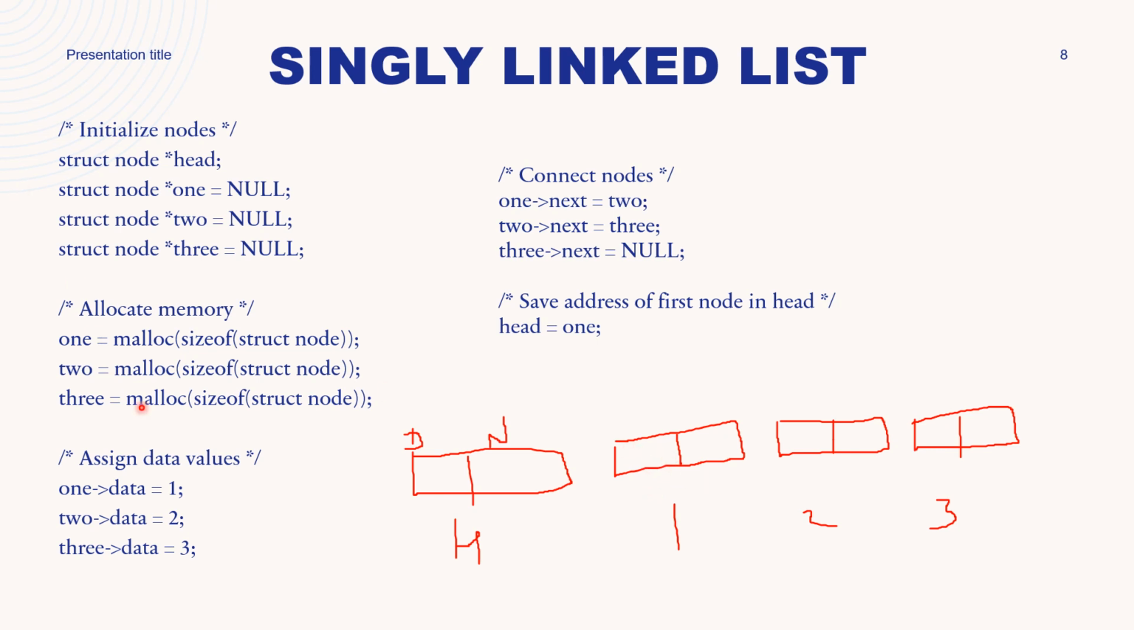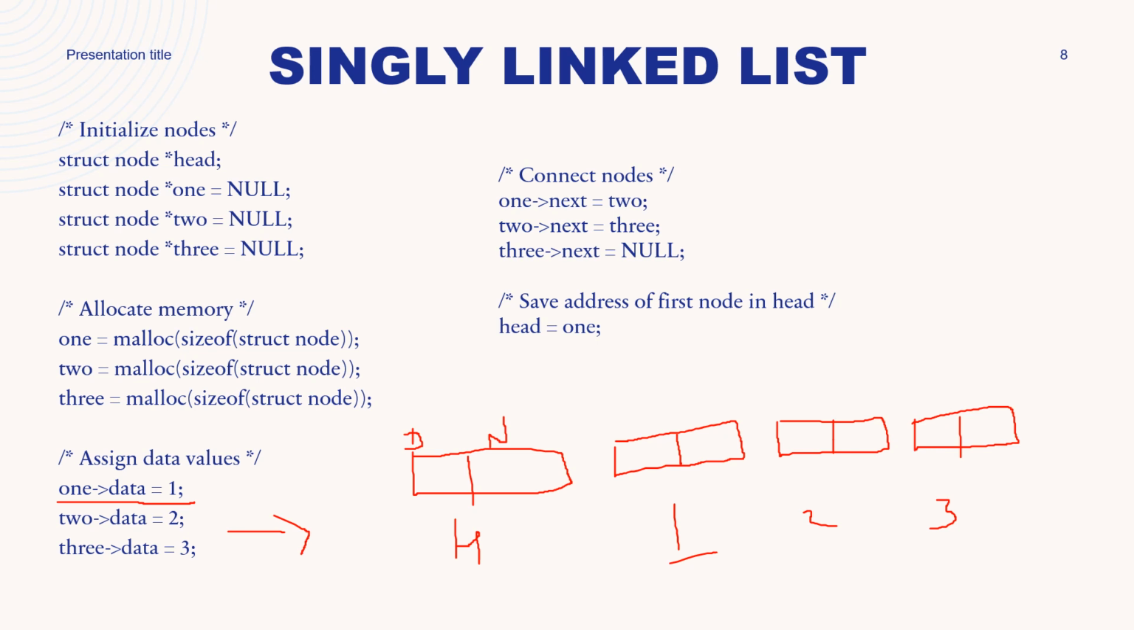Now after creating the nodes, we need to allocate memory to each and every node. By using the malloc function, we can allocate the memory for that particular node. Then we need to assign a value to each node. So how can we assign? We can assign it this way: the node name, then the arrow, and then equal to whatever value you want to assign.